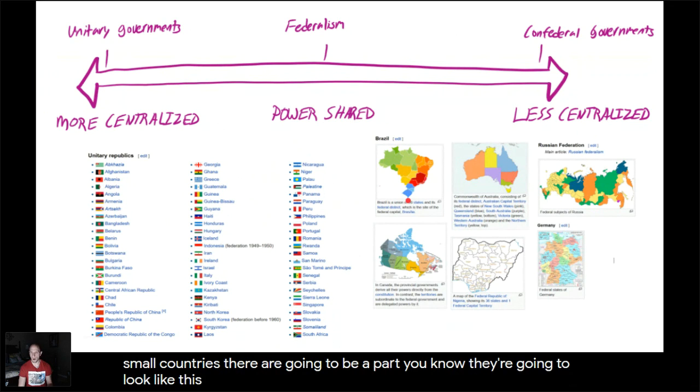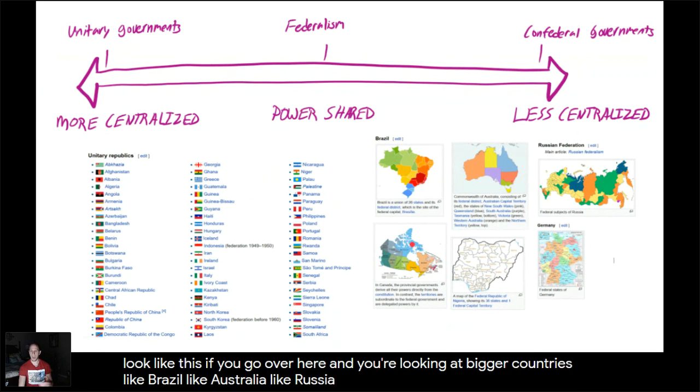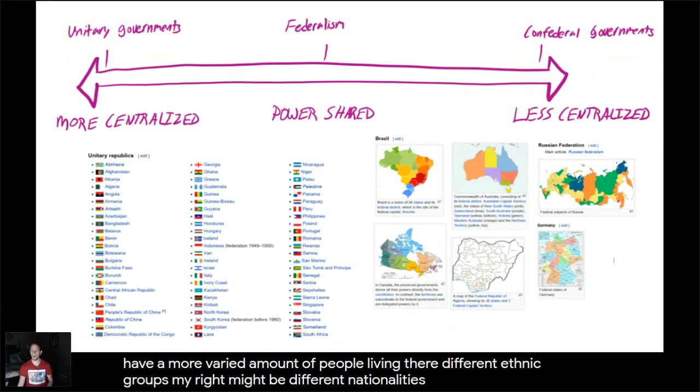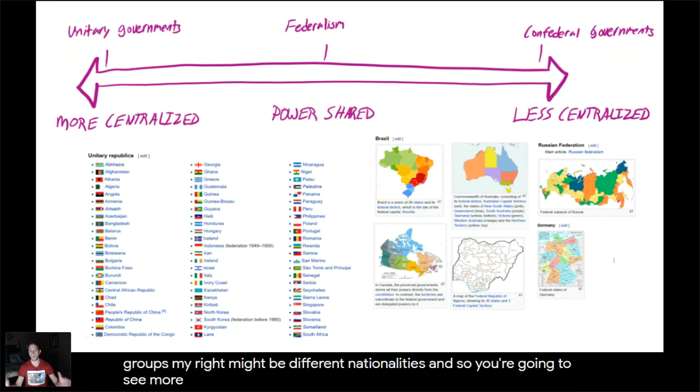But if you go over here and you're looking at bigger countries like Brazil, like Australia, like Russia, Canada, United States, these are all going to be federal systems because they have more territory, they have a more varied amount of people living there, different ethnic groups, whatever it might be, different nationalities. And so you're going to see more local level governments in larger geographic areas like these countries on the right.